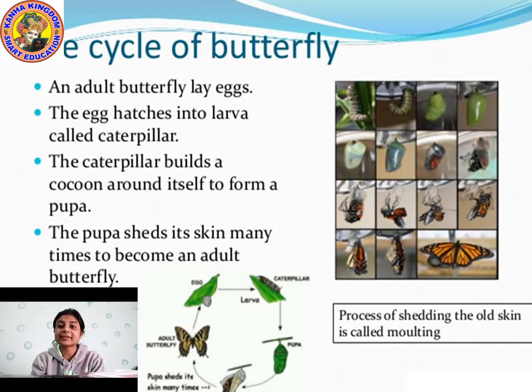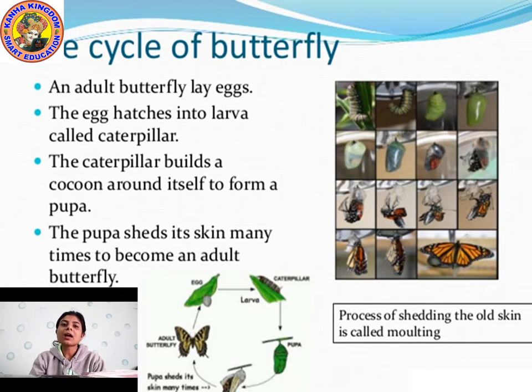So now students, let us study about the life cycle of butterfly. Now, how does a butterfly lay eggs and how are the young ones grown into a mature butterfly? See, butterfly also shows metamorphosis. Why do they show metamorphosis?